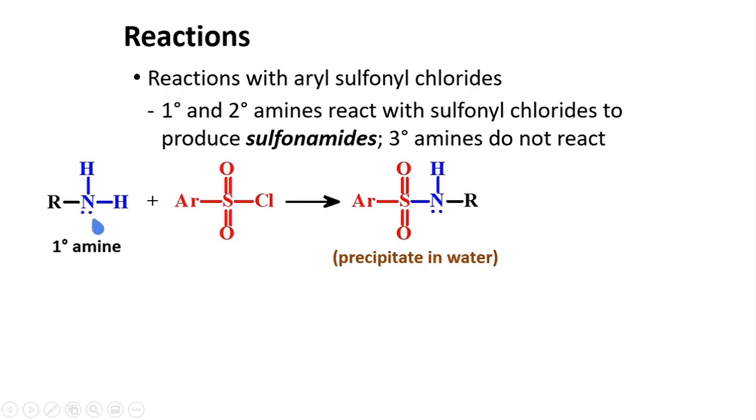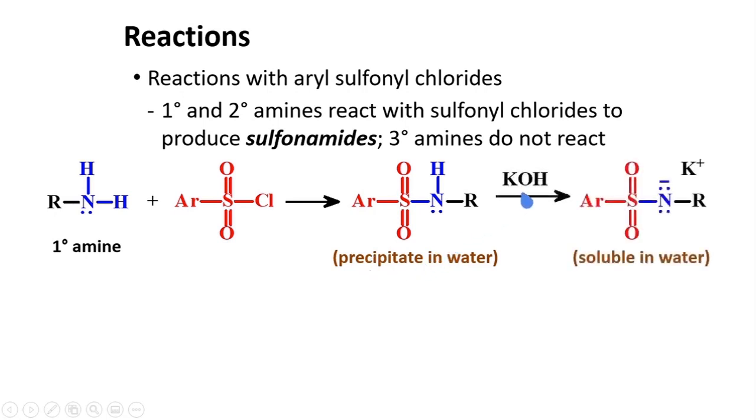So here, the lone pair of nitrogen will attack the sulfur atom. This oxygen will form a single bond, will form a double bond later, and release the chlorine as a leaving group. Eventually, you will form the sulfonamide. Now this sulfonamide is insoluble in water and will precipitate out in solution.